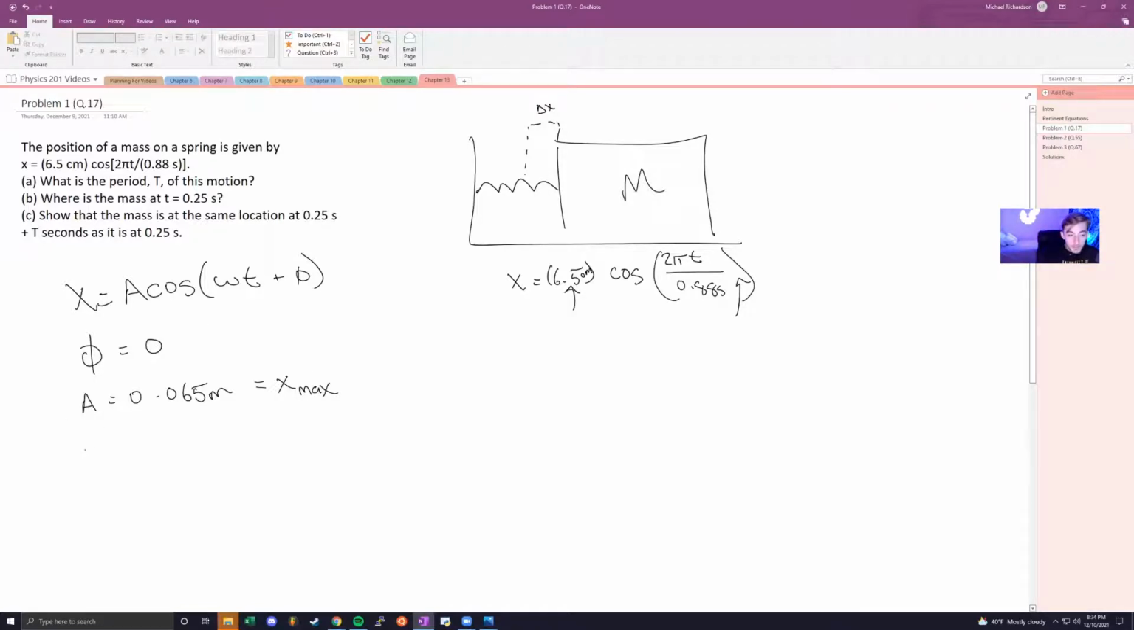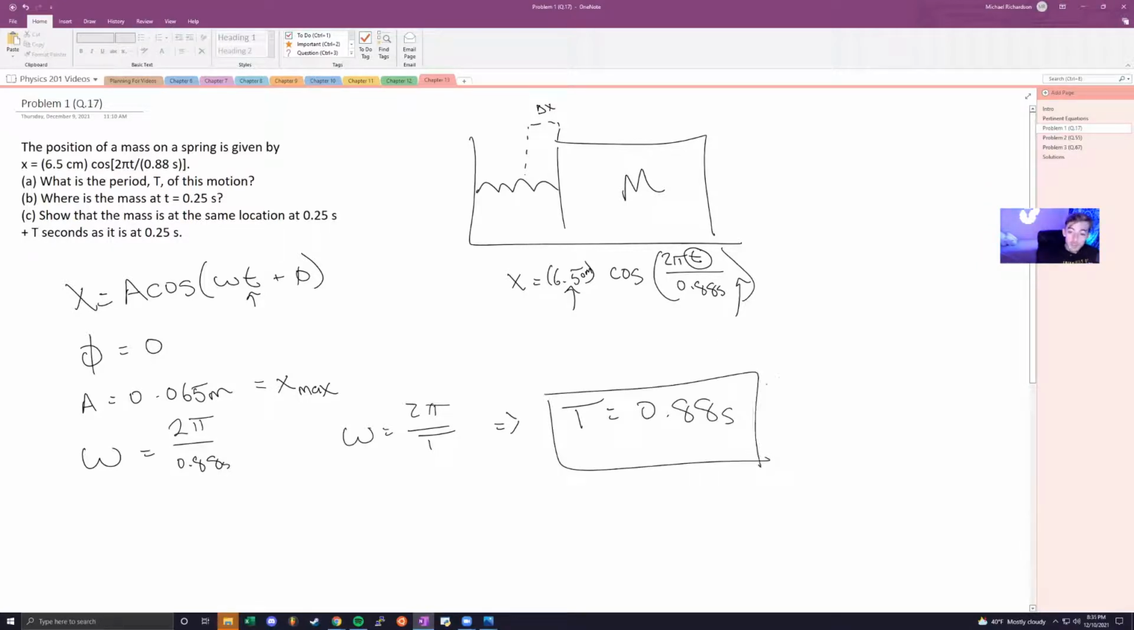And then finally, we have our omega. Since we know that t is not a part of omega, we'll just not consider our t for a moment. So we get that our omega is equal to 2 pi divided by 0.88 seconds. Well, the equation that we know this by is that omega is equal to 2 pi divided by our period. So we can see by this that our period is just going to equal 0.88 seconds, which just so happens to be the answer for part A.